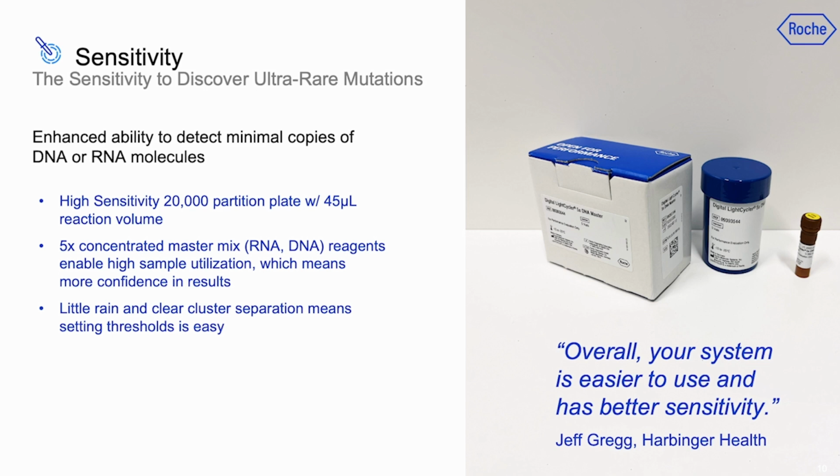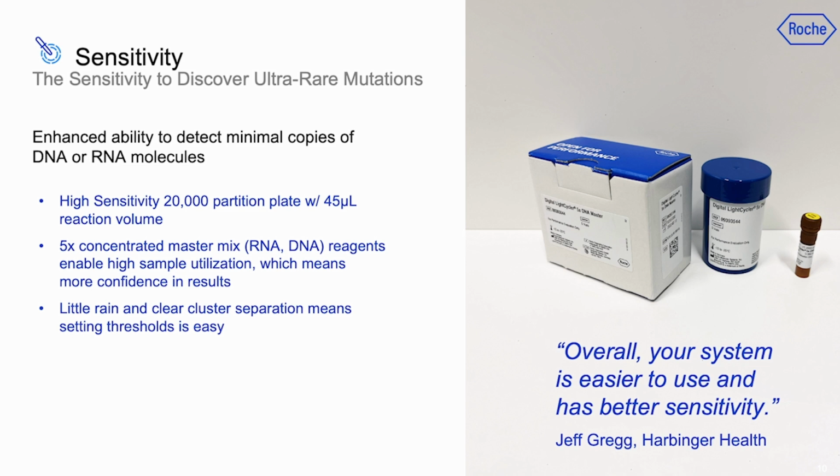In addition to that, there's very little rain and clear cluster separation, which means, again, easier thresholding. As I've already alluded to, digital PCR is a binary thing. Either you have the presence or absence of signal, and the capability of thresholding will enhance your resolution in terms of classifying both positives and negatives, which is very critical.